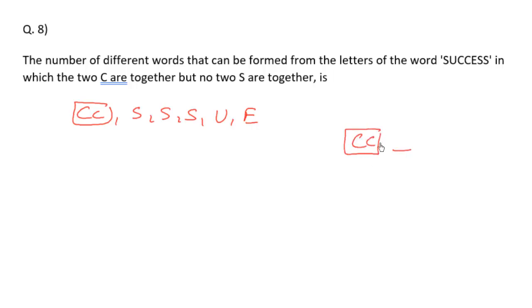put the C, U, and E like this, and these are the spaces wherein the 3 S's would go. So there are 4 different places wherein the 3 S's can go. So the number of ways wherein the S's can be arranged is 4C3, correct? And this combination, that is CC, U, and E, they themselves can be arranged in 3 factorial ways. So overall the answer would be what? This is 4C3, which is 4, into 6, which comes out to be 24.